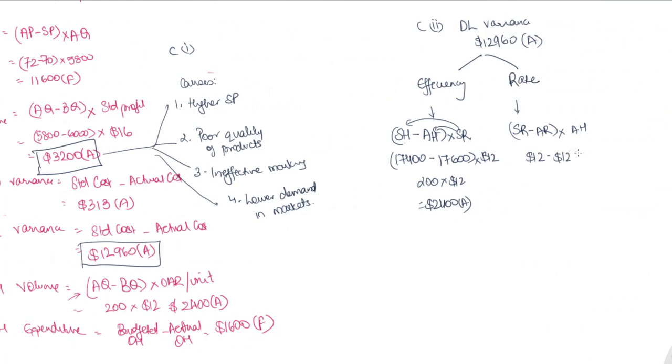So this we will take in the formula here, multiplied by 17,600. So the difference $0.6 into 17,600, 10,560 adverse, because actual wage rates are higher than what was estimated. So the wage rates paid to labor is higher. So the human resource department has not been really efficient in sourcing labor at a cheap price.